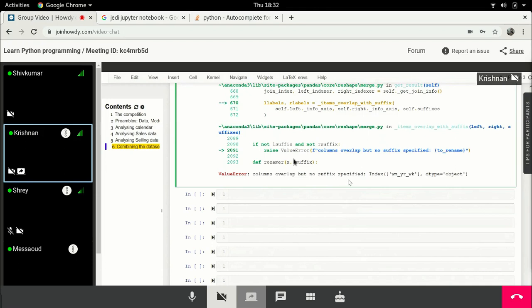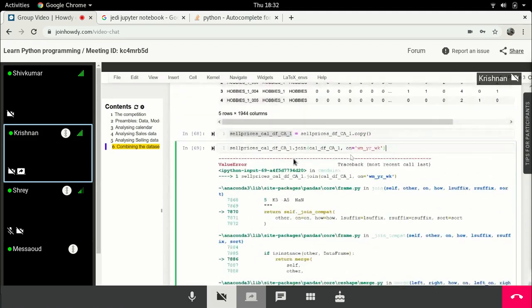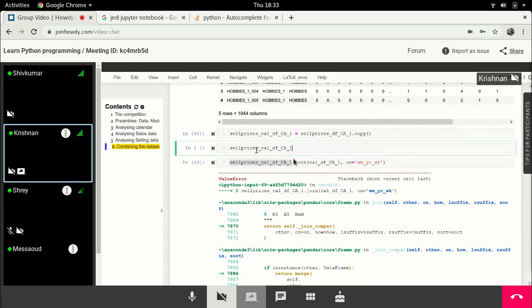Now, the problem was that there were two things. It was saying that this WMYRWK should be an index of one of the data frames. In our present case, it is not an index in either data frame, and therefore it was complaining. I do not really see why this should be a problem, but it is. So what do you need to do? In CalDF CA1, in the 69 row, I think we'll do it in this one.